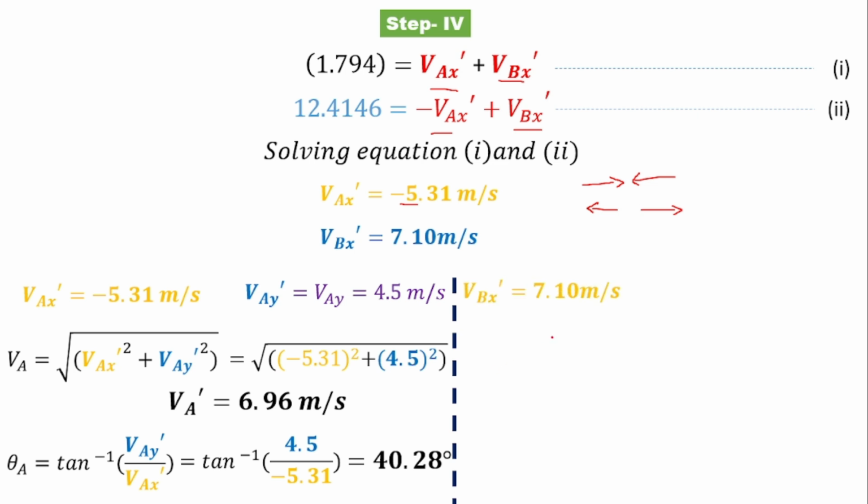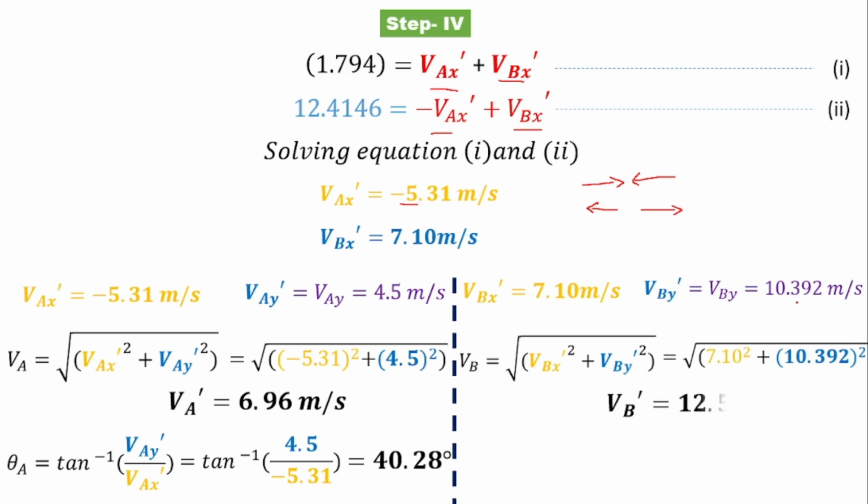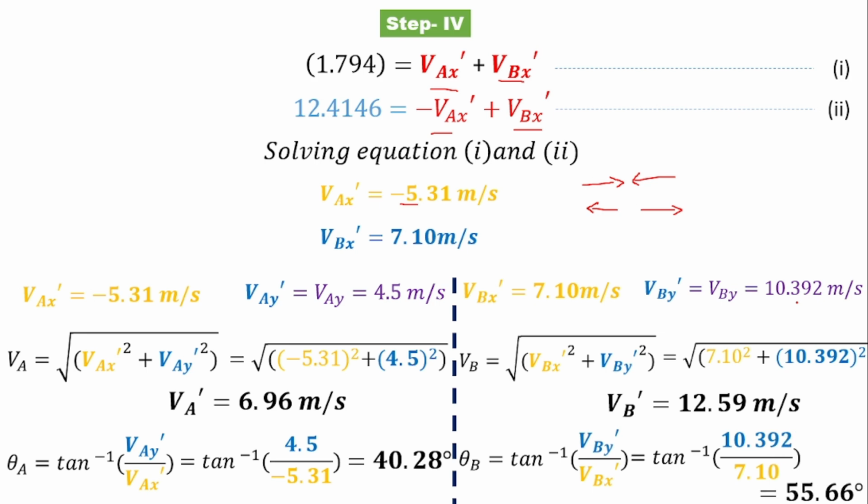Then the next one, for the second mass, Vbx dash is equal to 7.10 meter per second and Vby dash will be equal to Vby, which was already fixed in the first step, and its value is 10.392 meter per second. Find the resultant there. Resultant is equal to 12.59 meter per second and theta is equal to tan inverse of Vby dash divided by Vbx dash. The value is 55.66 degrees. So in this way we have calculated the absolute velocity of body A and body B after the impact. Now one more thing is asked.